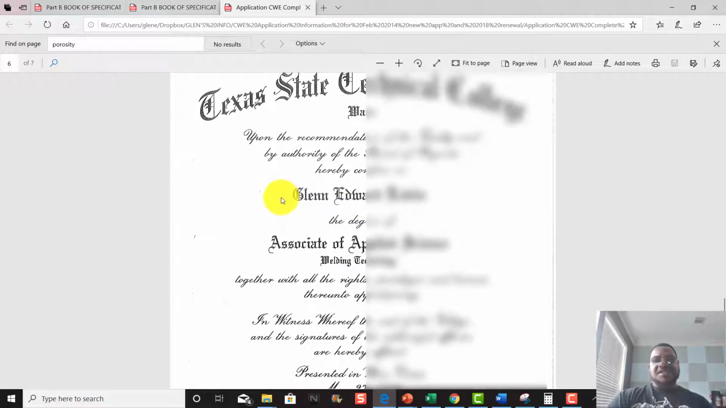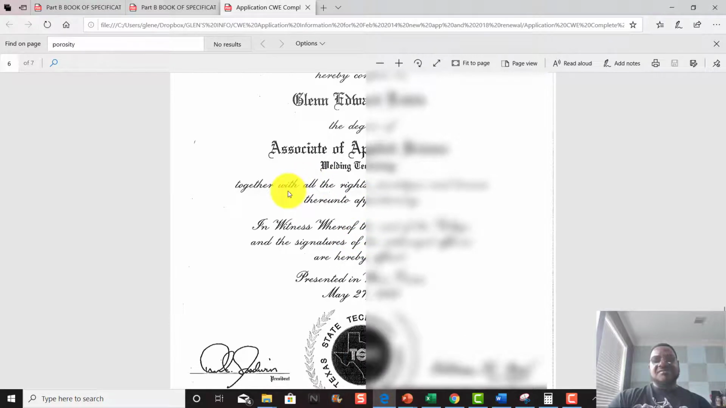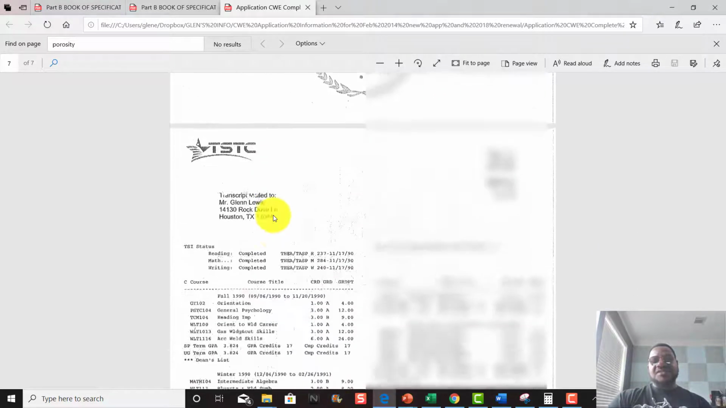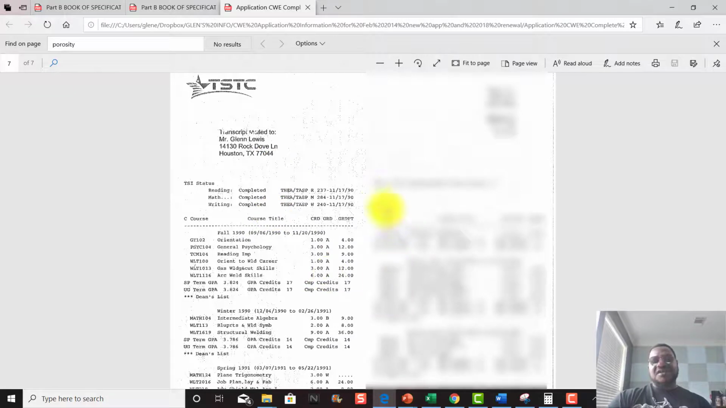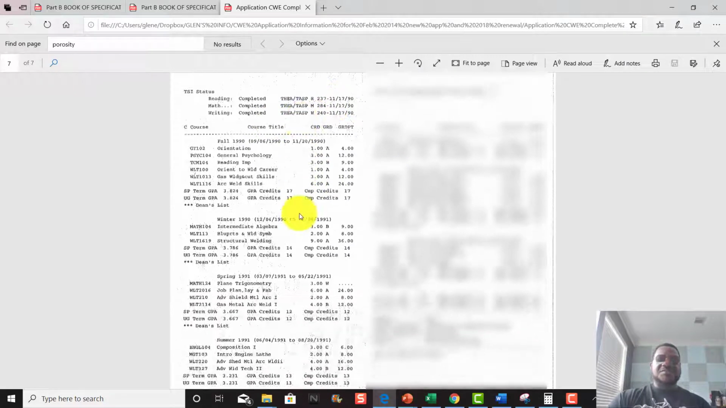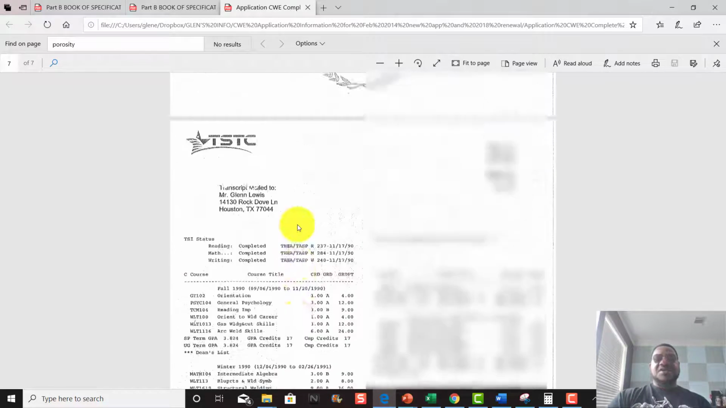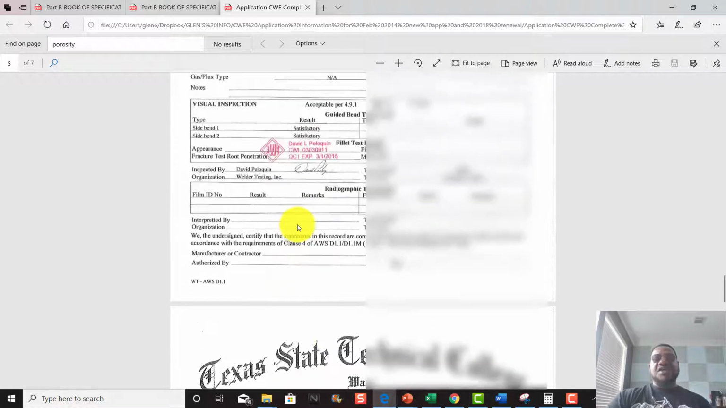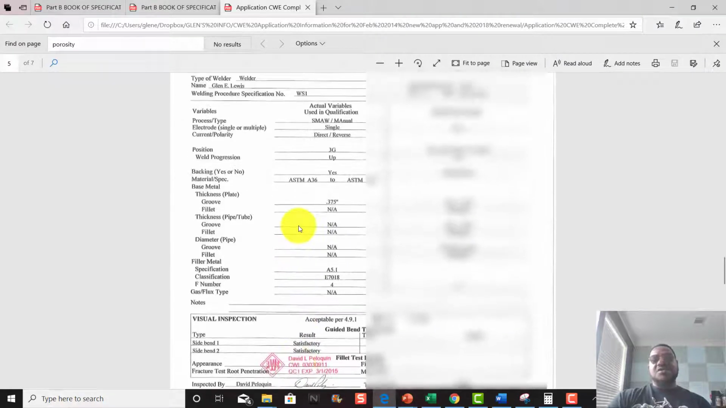So this is like my TSTC transcript. I had to send that saying, hey, I graduated from college. I don't think you really have to send all this. I think I went overboard sending them all this information. But the biggest thing is to go and take the welder's qualification.